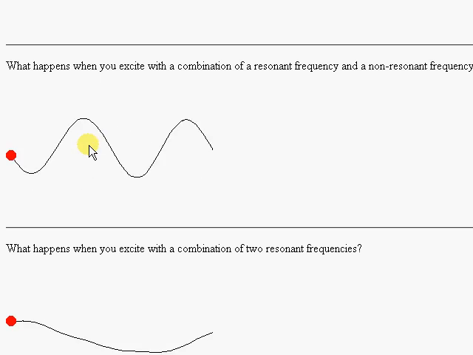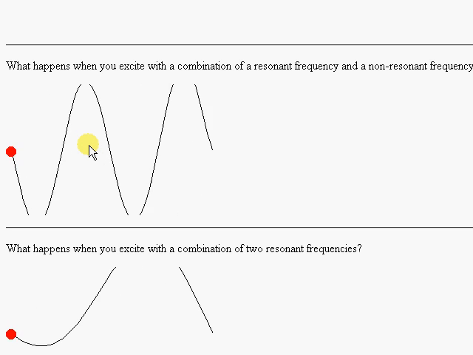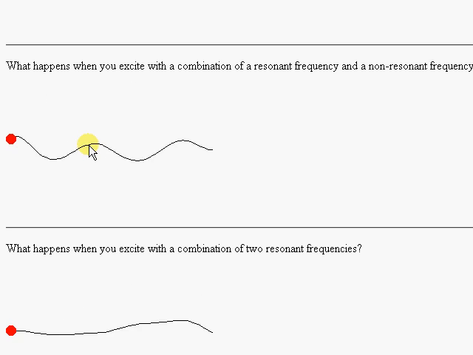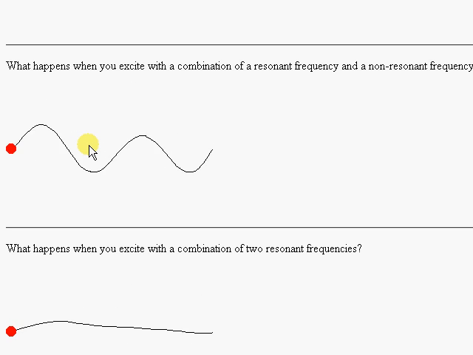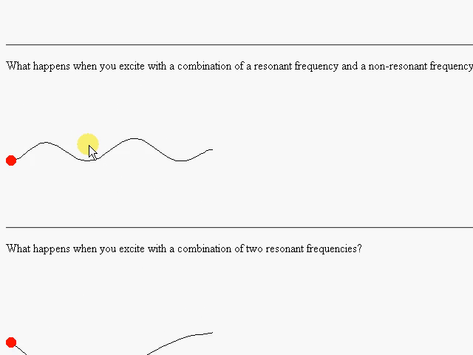What the string does is act like a filter. It says, oh, just give me the one that I really like. This is how musical instruments work. You excite it with all kinds of crazy stuff, anything you can throw at it, and it says, oh, thank you, I'll take the one that I like. And then it amplifies that, and that's why musical instruments sound like such nice pure tones.